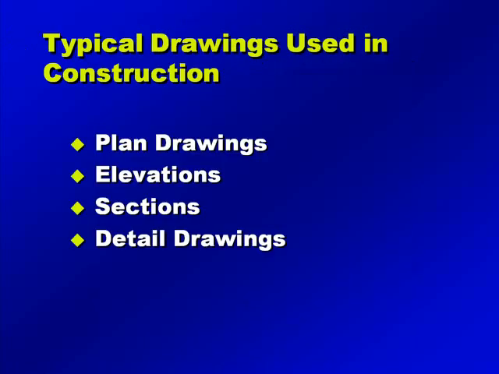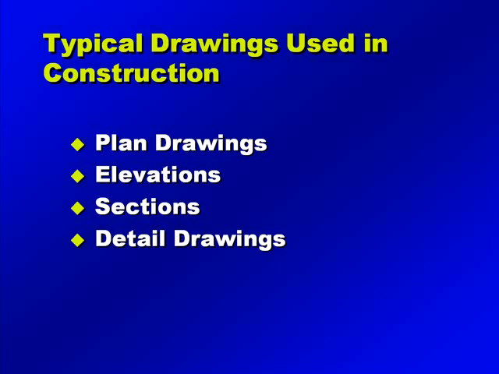Okay. Now, construction drawings can be broken down into 4 categories. Plan drawings are when you're looking from above, looking straight down at the object. For example, you could see the wall layout of a building. Elevations are when you're looking from the sides, the back, or the front of a building.